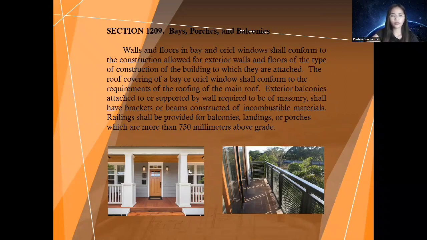So as we all know, ang balconies or mga porch is dapat na siya required na railings or landings na dapat naka 750 millimeters above the grade. So dapat ang mga balconies is naka-attach or nakasupport siya sa wall na dapat na gina-record sa mga masonry.